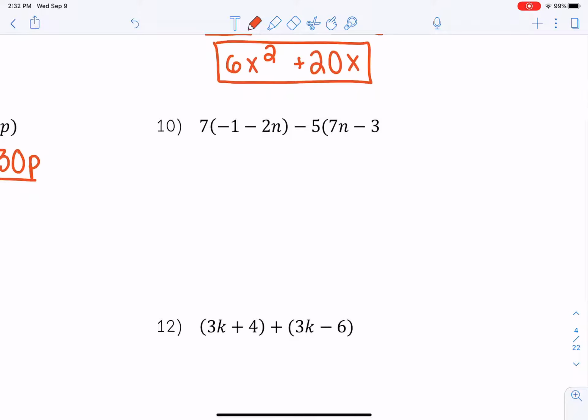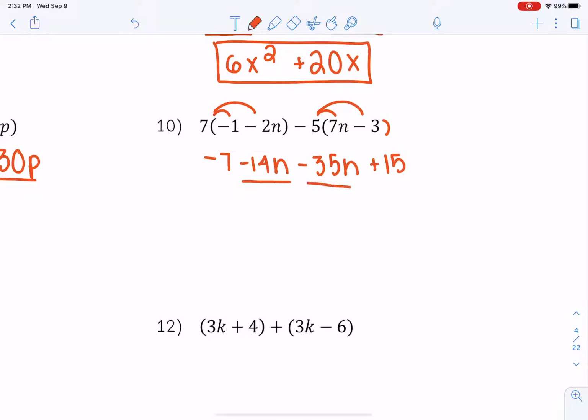Once again, I have parentheses. I'm going to distribute. 7 times negative 1, negative 7. 7 times negative 2n, negative 14n. Negative 5 times 7n, negative 35n. Negative 5 times negative 3 is plus 15. And now just combine your like terms to get negative 49n plus 8.